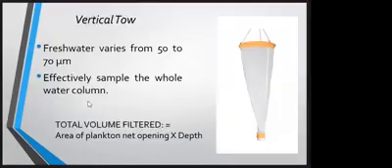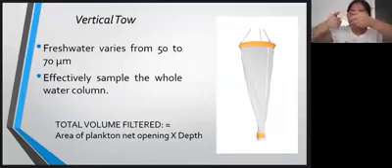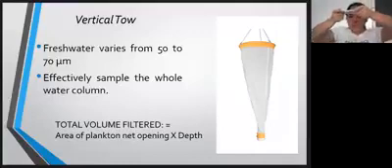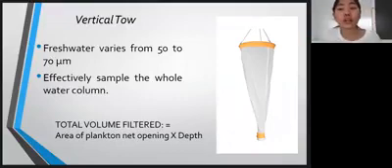So we have the vertical tow, which is usually used in fresh water, and varies from 50 to 70 microns. So as you can see, when you do vertical tow, the method is, of course, vertical in your collection. So for example, you have the plankton net. Let me show you. What you will do is just lower it down vertically, and then you can pull it up right away. So that's what we call the vertical tow.